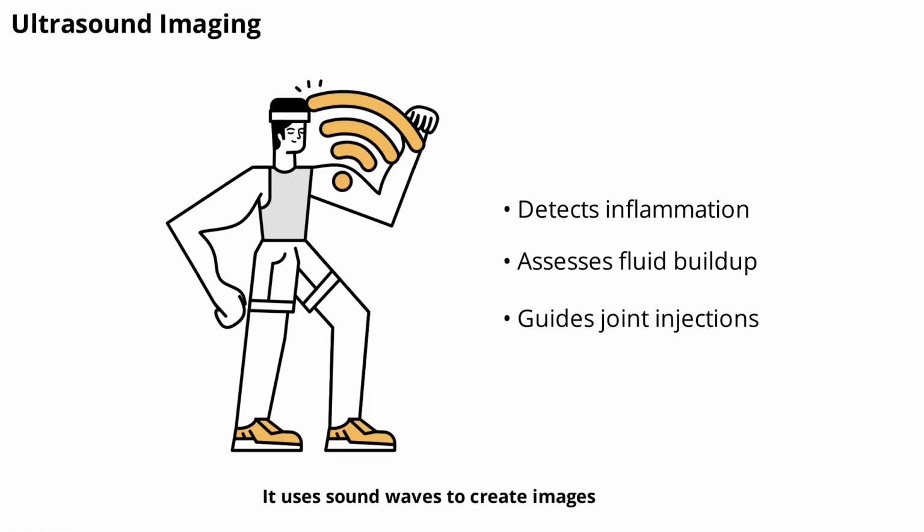It uses sound waves to create images of soft tissues and can detect inflammation, fluid buildup, and changes in cartilage. Ultrasound is non-invasive and can be performed in real time, making it useful for guiding joint injections or assessing joint inflammation during a clinic visit.